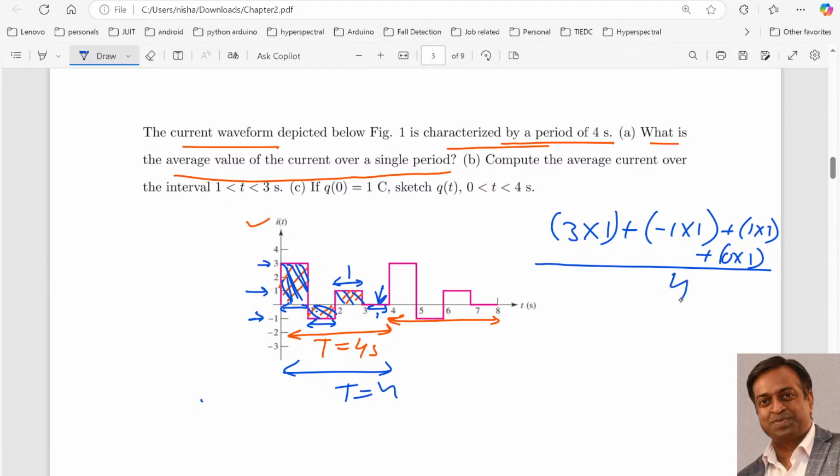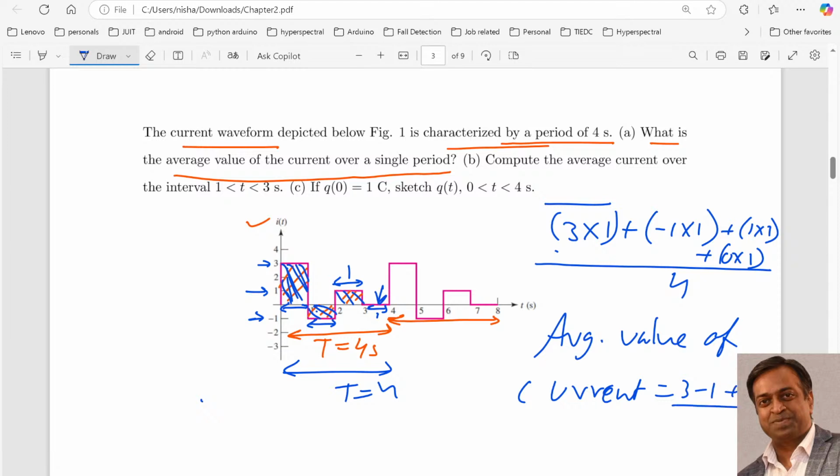So we are going to divide it by 4, and this will give me the average value of current, which is equal to 3 minus 1 plus 1 plus 0 upon 4, which is 3 by 4, and it is 0.75 ampere, right? So this is the answer to the first question.